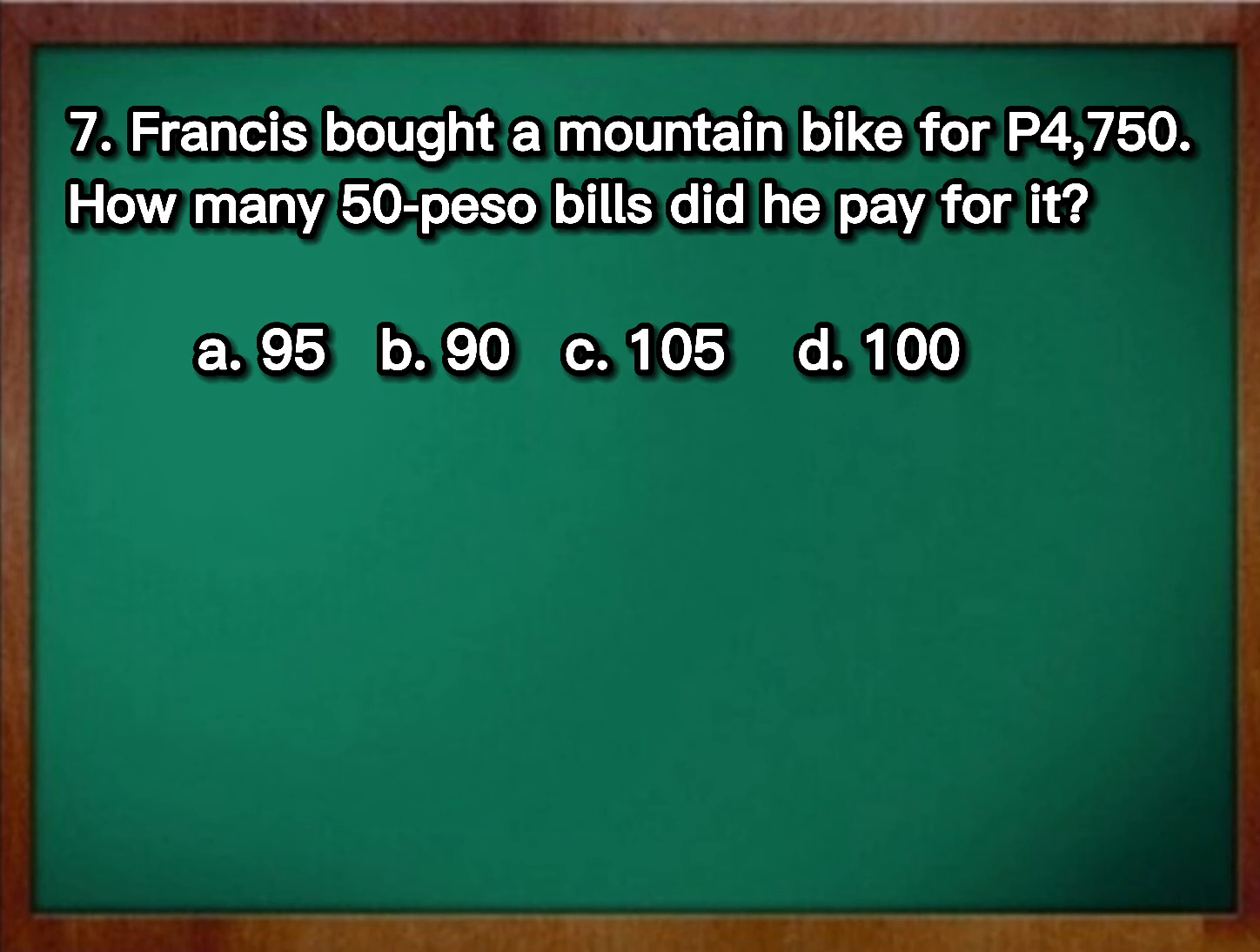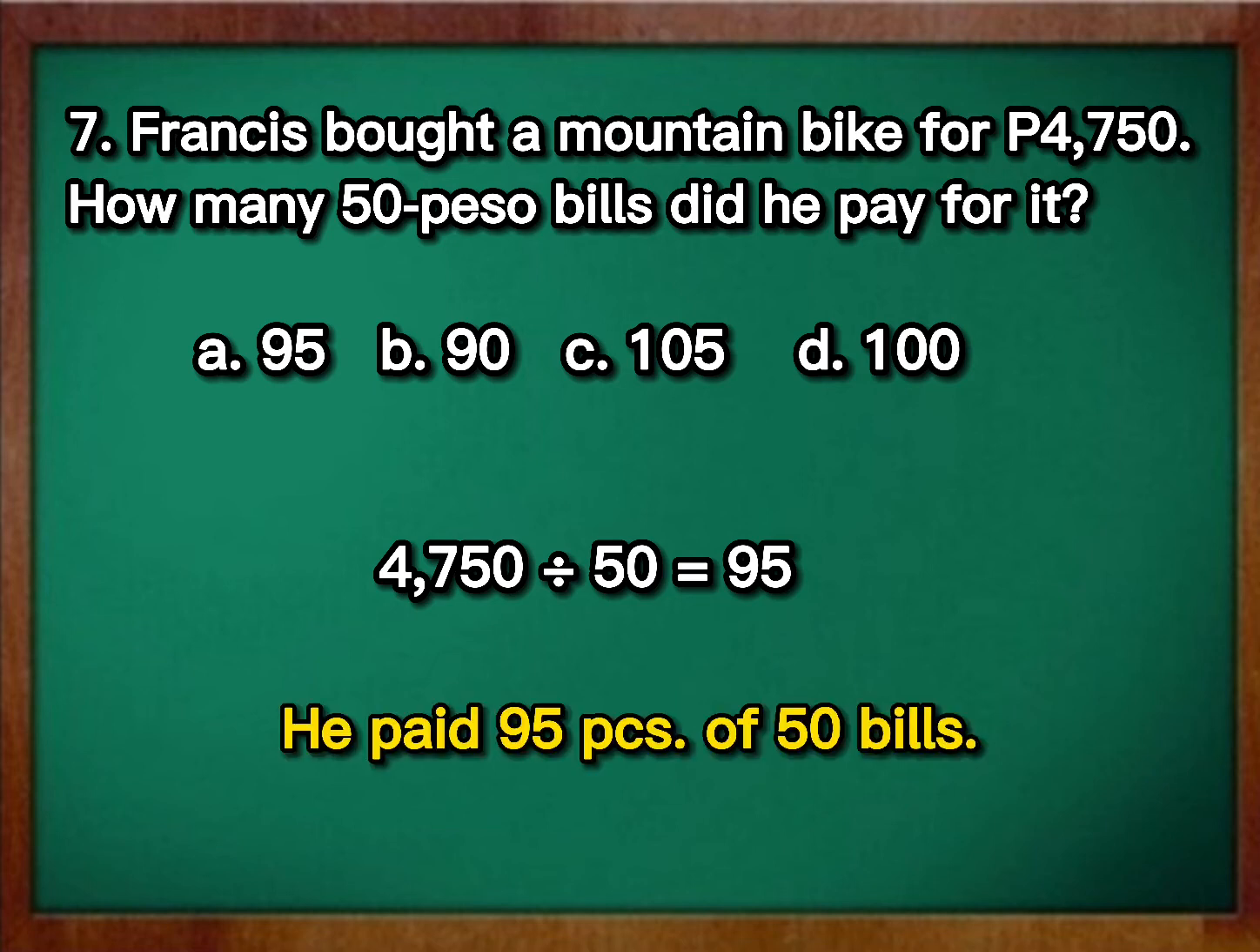How many 50 peso bills did he pay for it? Ganun dili pa man 1,000 ihang gibayad. Just simply divide 4,750 by 50. That is 95. So he paid 95 pieces of 50 peso bill for his mountain bike. That's very easy for you.